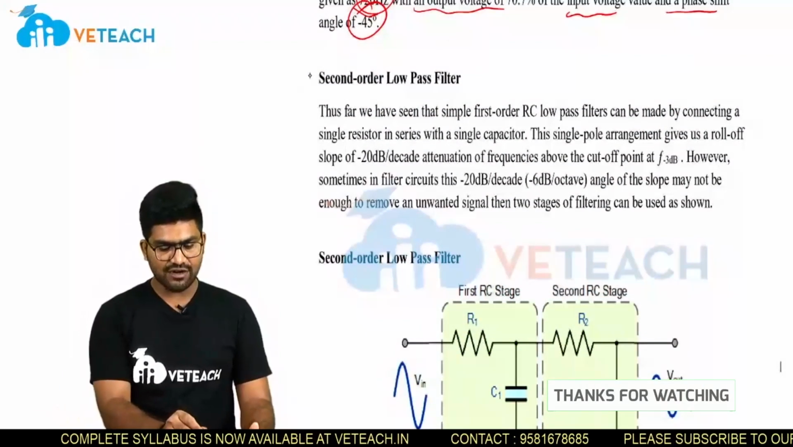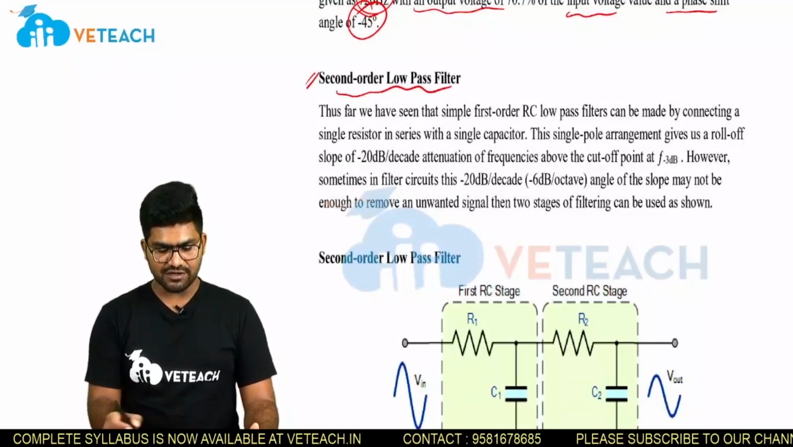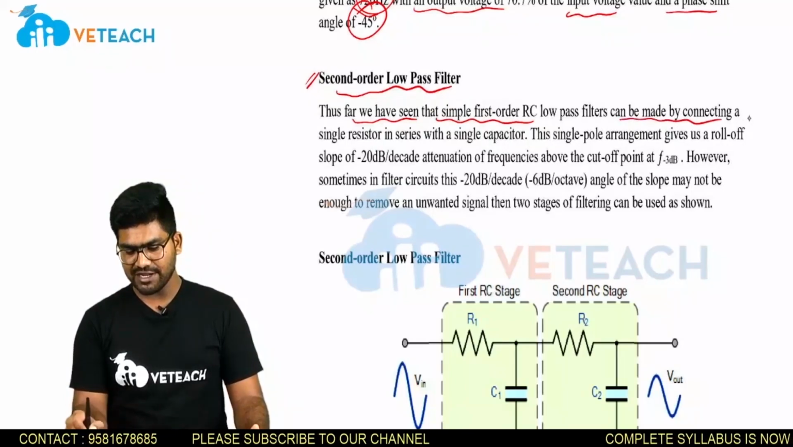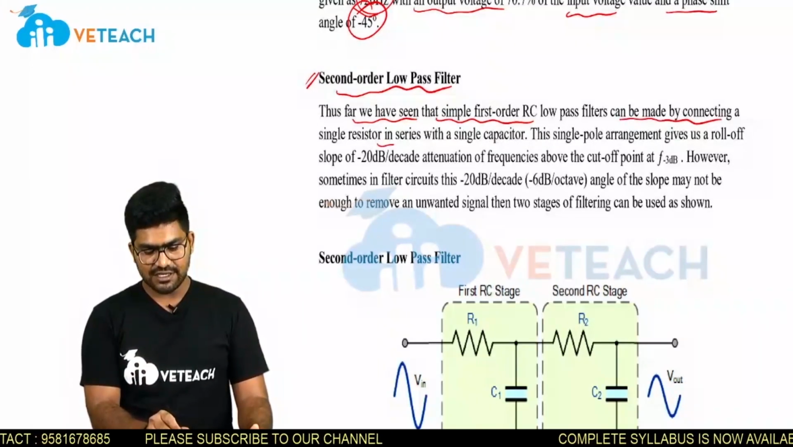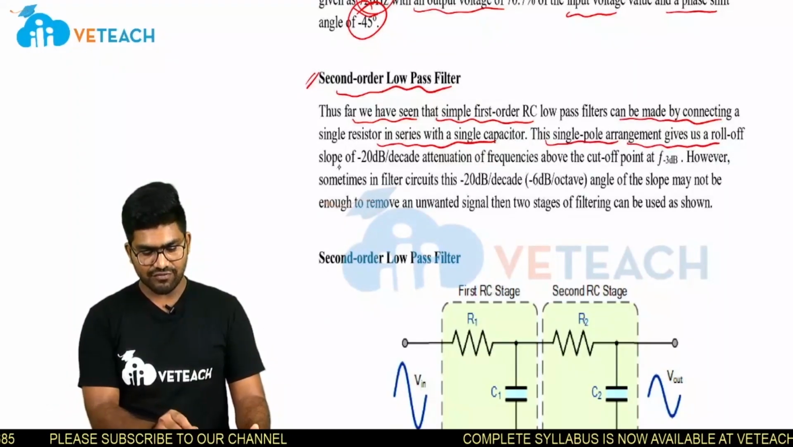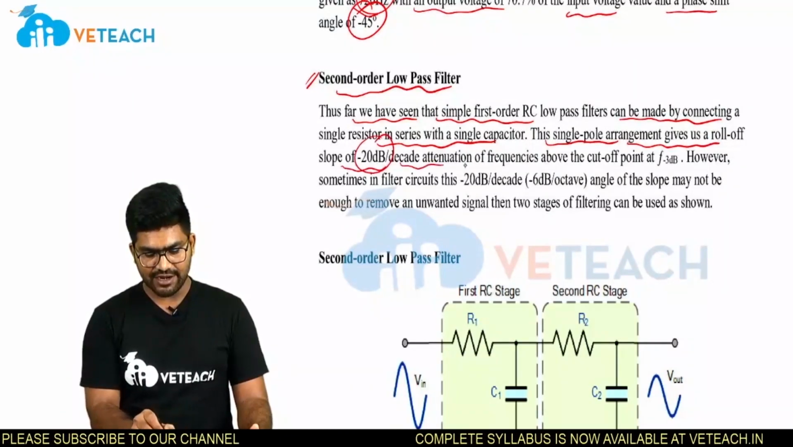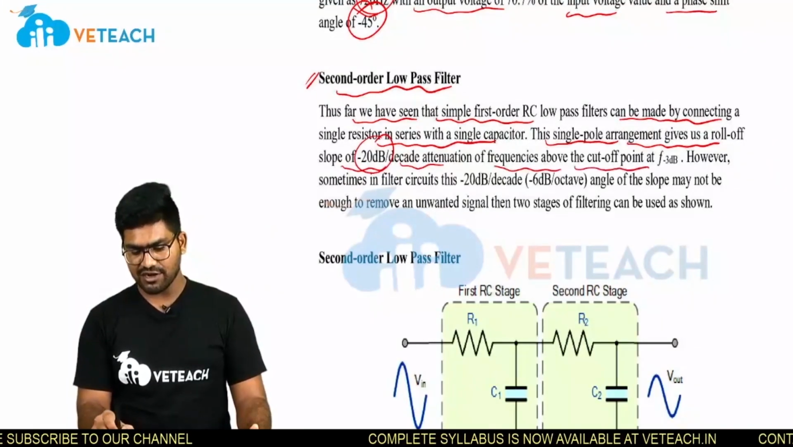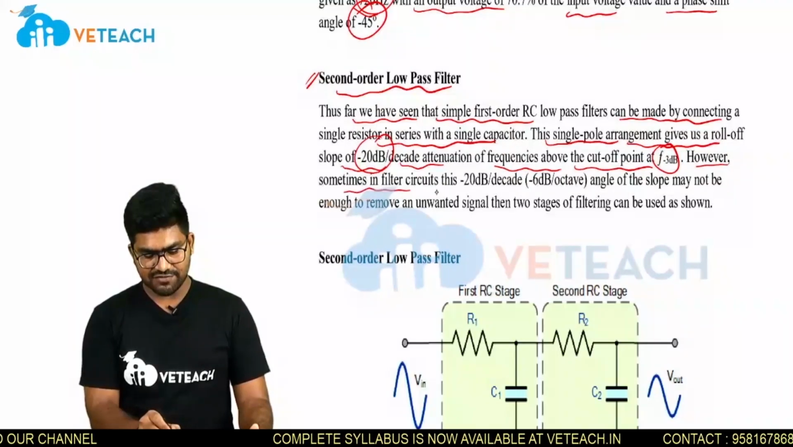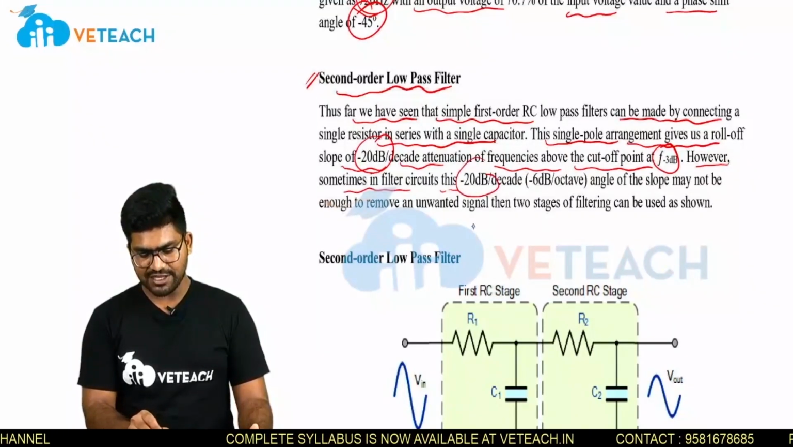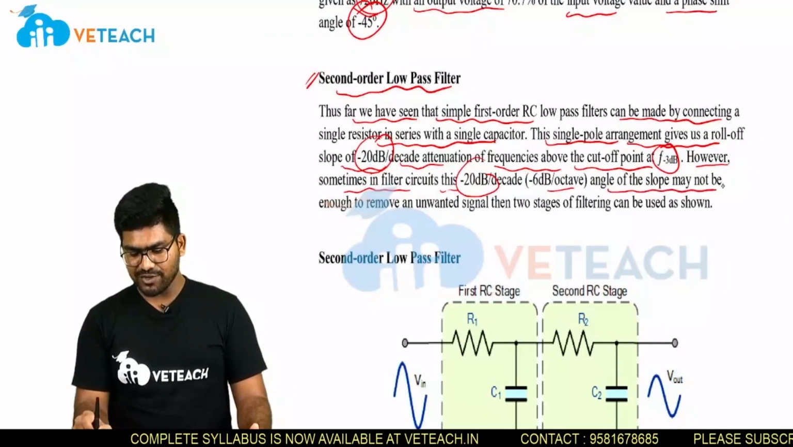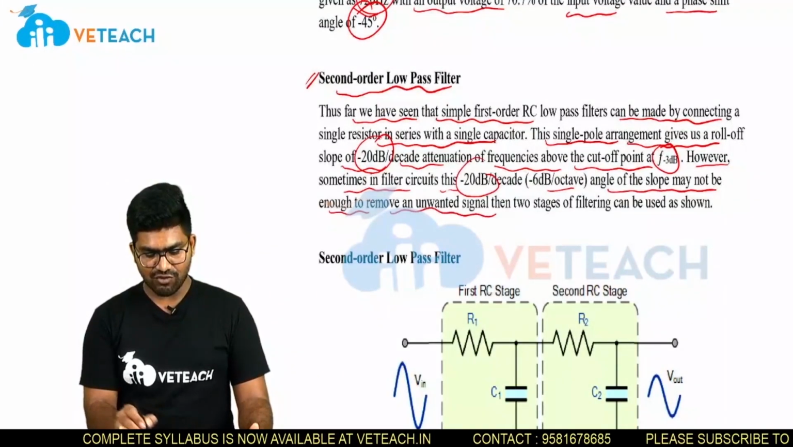Now coming to the second order low pass filter. Thus far we have seen that a simple first order RC low pass filter can be made by connecting a single resistor in series with a single capacitor. This single pole arrangement gives us a roll off slope of minus 20 dB decay attenuation of frequencies above the cutoff point at f minus 3 dB. However, sometimes in filter circuits this minus 20 dB decay, it is also known as minus 6 dB per octave, slope may not be enough to remove the unwanted signal.